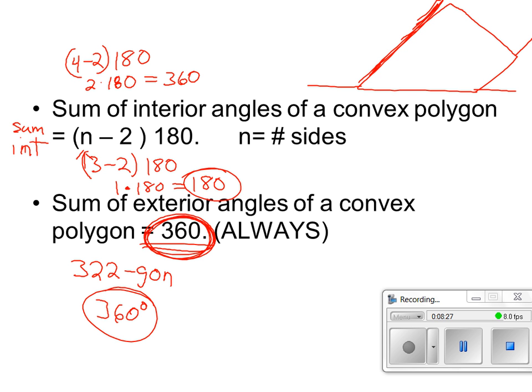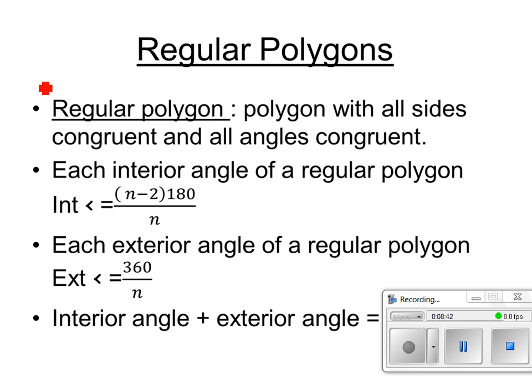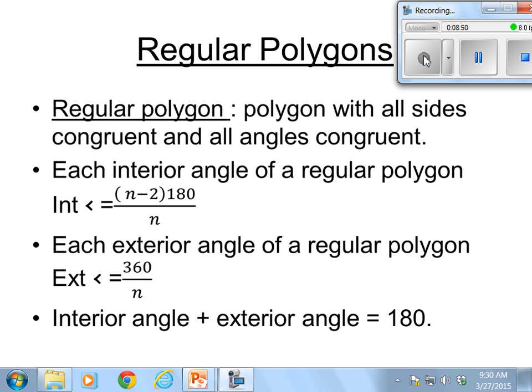Now again, these 2 formulas, actually this isn't really a formula, right? It's just an answer. But these are both for sums. And you're finding the total of the interior angles or the total of the exterior angles. The next 2 are for each. All right, again, a regular polygon, got to remember this.